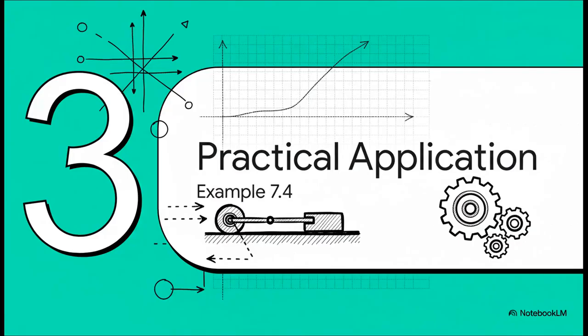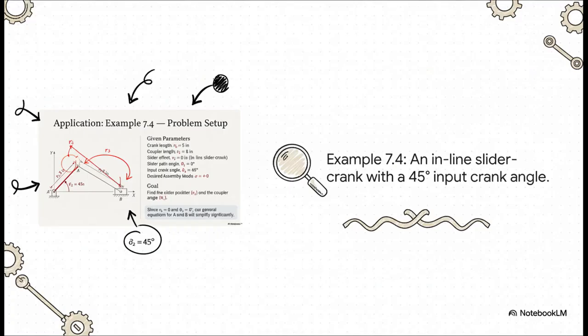That's all the theory. Now let's put these equations to the test with a concrete example and see how they work. Let's take a look at example 7.4. We've got a simple inline slider crank here. The crank is 5 inches, the coupler is 8 inches, and the input angle is 45 degrees.